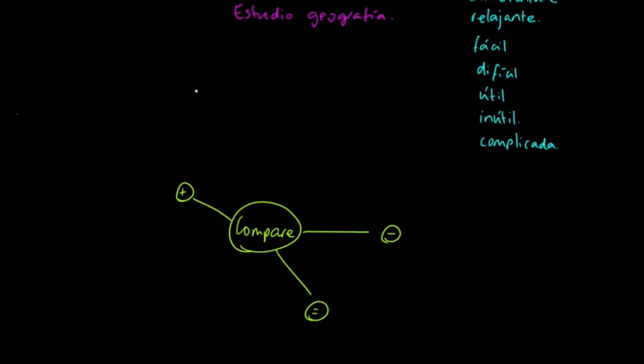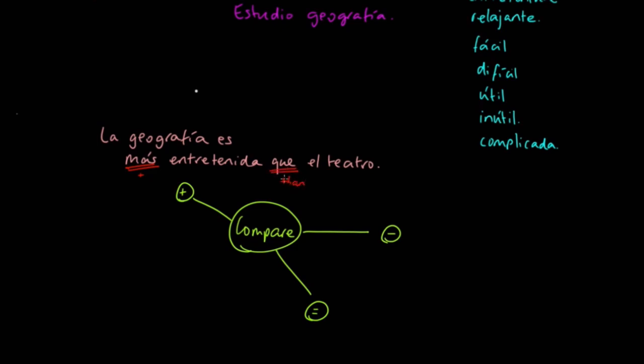So let me give you an example. I'm going to take geografía. So I've got la geografía es más entretenida que el teatro. La geografía es más entretenida que el teatro. So what do I need to remember here? Few things. So más, more, que, in this case meaning than. So I've got más que, more than.